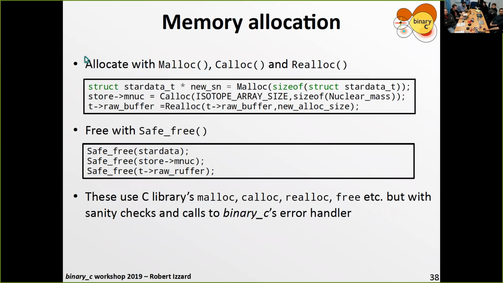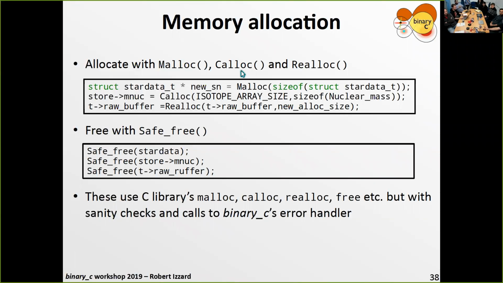Memory allocation: those of you who've done C in the past know that memory is always allocated and deallocated manually in C. This is one of its strengths and weaknesses, depending on which way you look at it. I'm not here to judge that. All I'm saying is that we have our own malloc, calloc, and realloc in the code. Please use those instead of the C library functions.